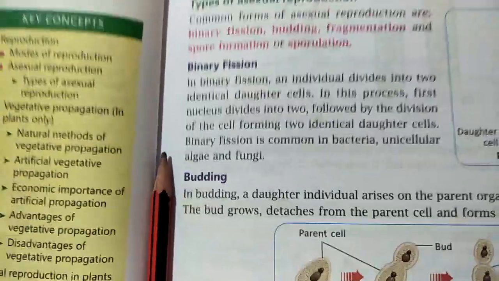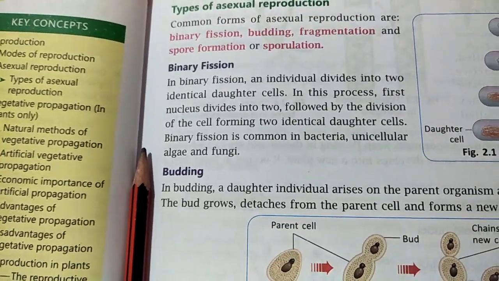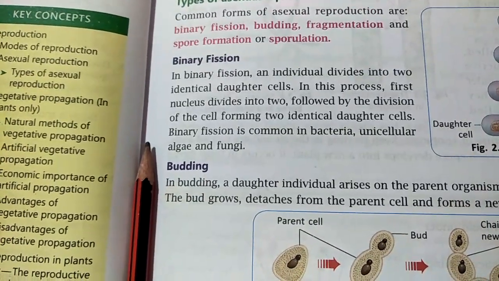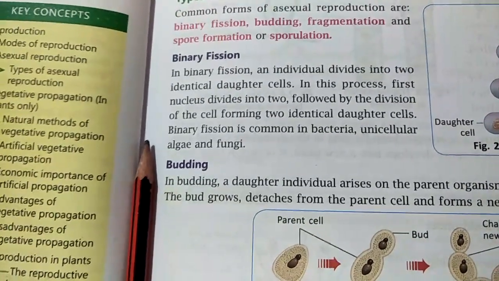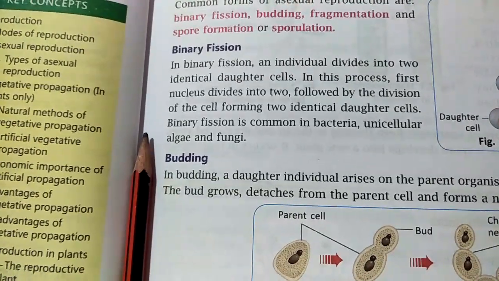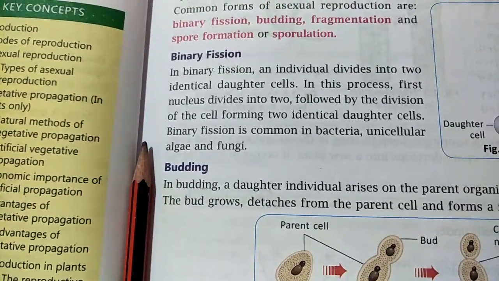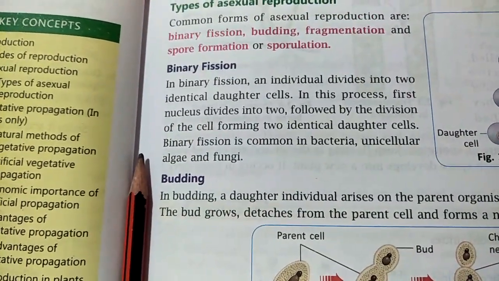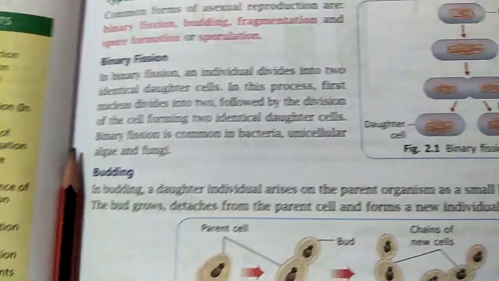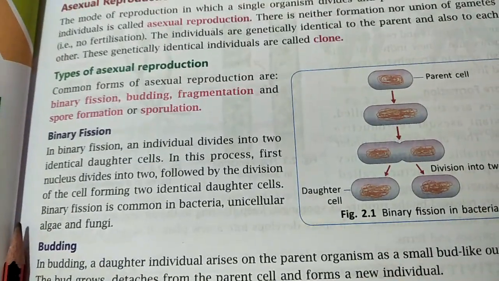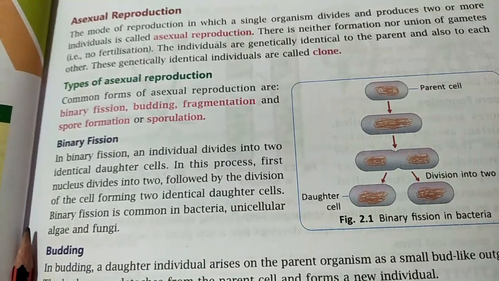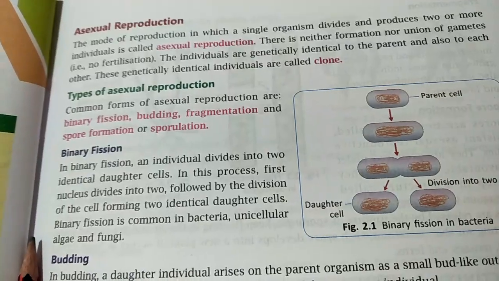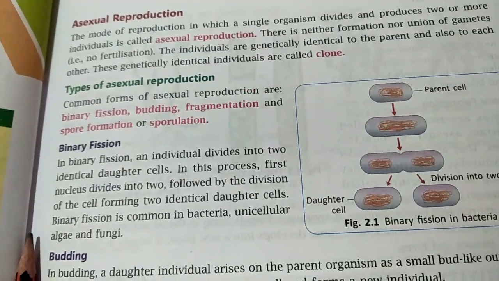Now we have some common asexual methods of reproduction seen in plants. First one is binary fission. Binary fission means to divide into two. An individual divides into two identical daughter cells. In this process, first the nucleus divides into two, followed by the division of the cell, and therefore two identical daughter cells are formed. Binary fission is very common in bacteria and various unicellular algae and fungi.